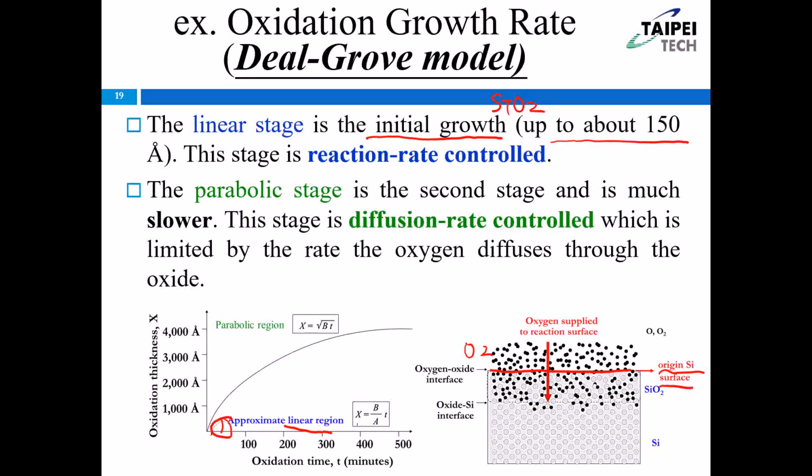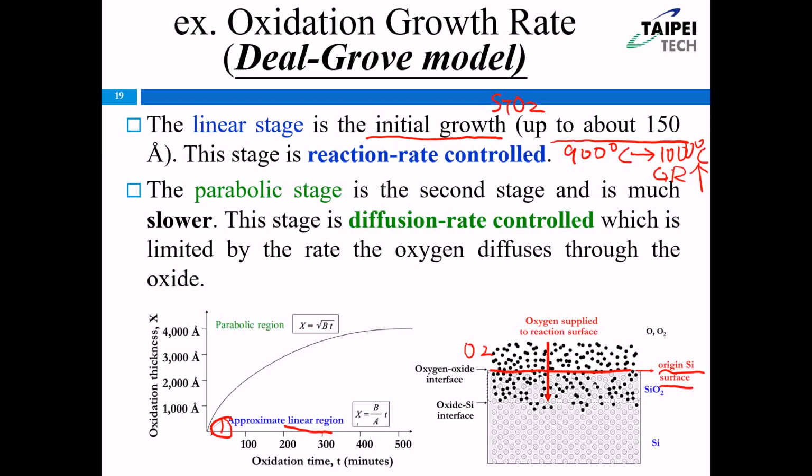So right now I just try to increase the temperature. If I increase the oxidation temperature from 900 degrees Celsius to 1000 degrees Celsius, the growth rate can be enhanced a lot. We already have a lot of oxygen, and oxygen is the reactant. So at this moment, the temperature plays a very important role. Temperature is important, so we call the first stage the reaction rate control.